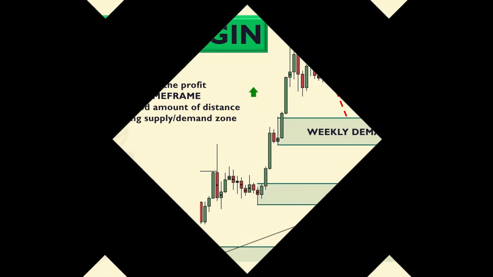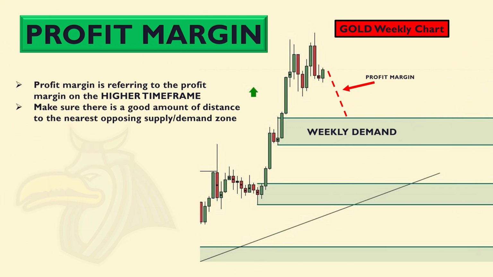And another thing we need is profit margin. And remember, profit margin is always referring to the profit margin on the higher time frame. And what we mean by profit margin is making sure that there's a good amount of distance to the nearest opposing supply or demand zone. So in our little setup, we had that H1 supply zone short, and the profit margin is calculated by looking at where price is at the moment of that supply zone, all the way down to the higher time frame weekly demand zone. Now, this was basically an extreme example where there was a ton of profit margin. I'm sure if price went all the way down to that weekly demand zone, it probably would have been like a 10-to-1, maybe 15-to-1 trade.